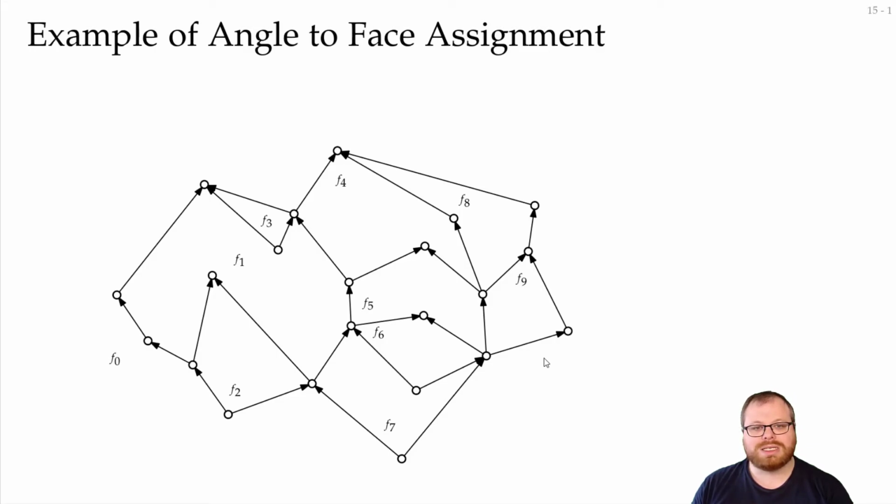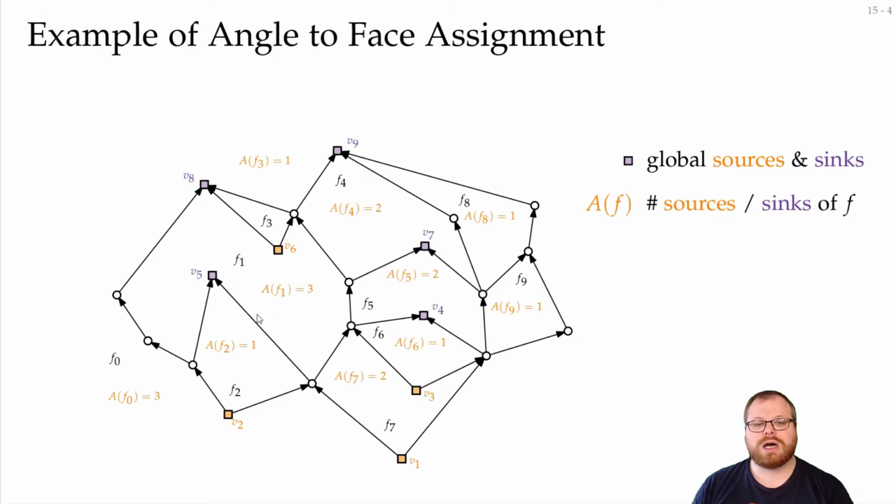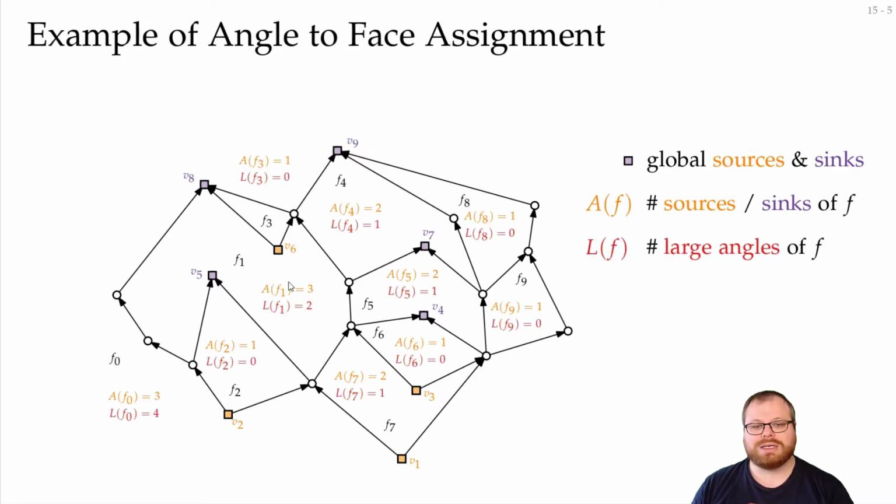Let's have a look at an example. We have this graph here, and we have some global sources and global sinks. For every face, we can calculate how many local sources do we have. For example, here it's 3, it's this one, and this one. From this, we can easily calculate how many large angles must we have there. That's just one less for the interior and one more for the outer face.